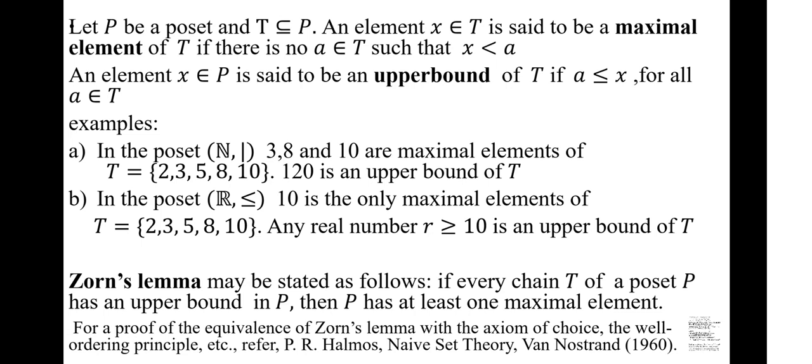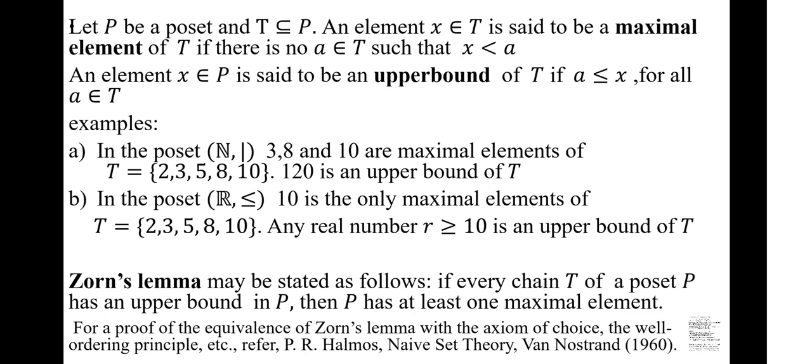Now we will consider the same set T but in another poset, that is in the set of real numbers with respect to natural ordering. I have considered the same subset T, and in this poset we see that 10 is the only maximal element of T. 10 is the only maximal element of T with respect to natural ordering, and you can take any real number greater than or equal to 10. It will give you an upper bound of T with respect to natural ordering.